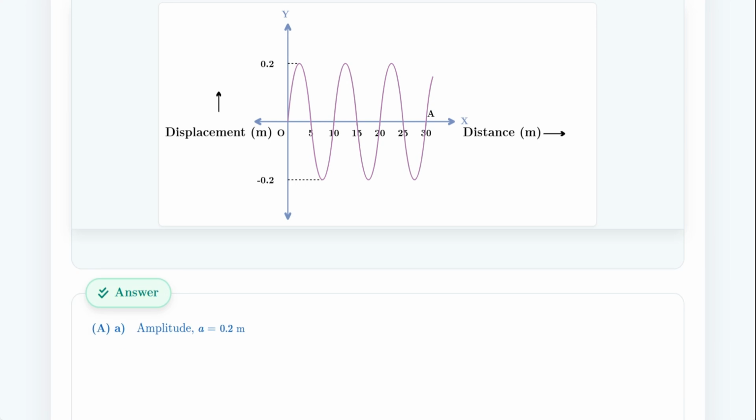Amplitude A equals 0.2 meters. From the diagram, the maximum displacement is 0.2.